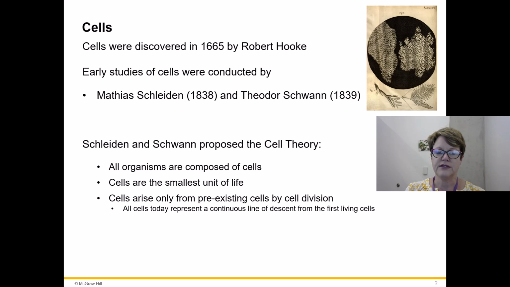And number three, although these are in no particular order, cells come from other cells by cell division. So all cells that are on Earth today have a continuous line of ancestry all the way back to the first living cells, or you can say all cells today are descendants of the first cells that were on Earth 3.6 billion years ago.